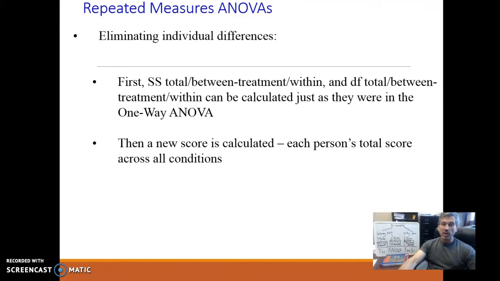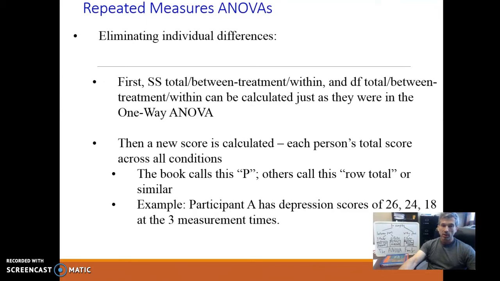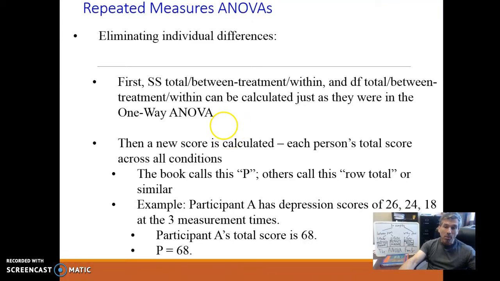And that score is each person's total score across all conditions. Remember, you're measuring each person multiple times, at least 3 times. So all you're doing here is just adding up their scores. The book calls this total P, or participant total. Others sometimes call it the row total or something like that. We're just going to call it P here. So let's say you are measuring someone's depression levels over time and their scores are 26, 24, and 18, the same participant. Their P, or their total, would be 68. You just add them all up.